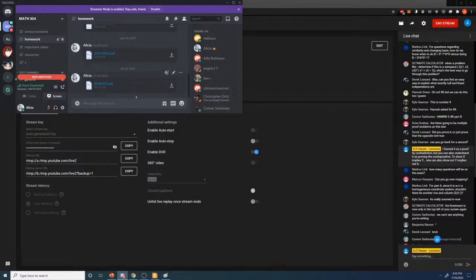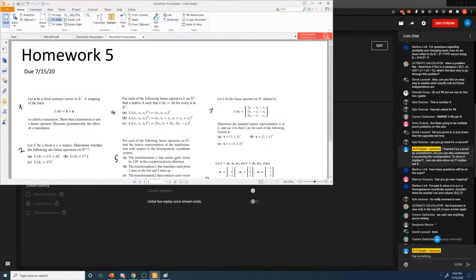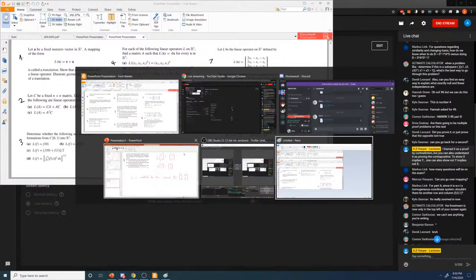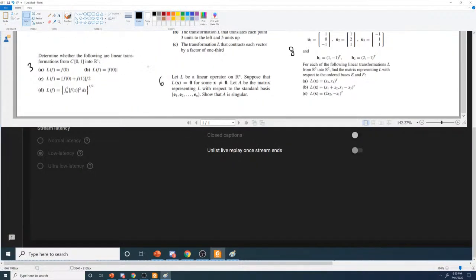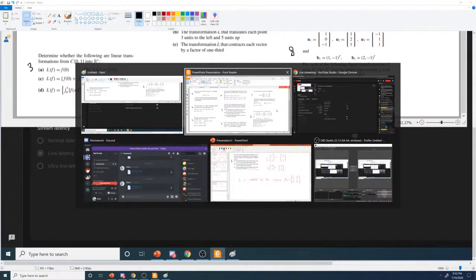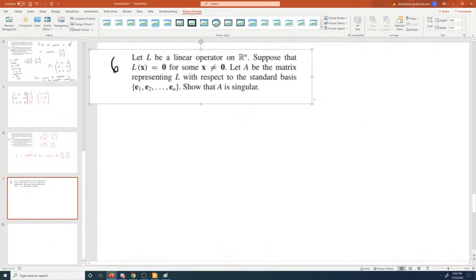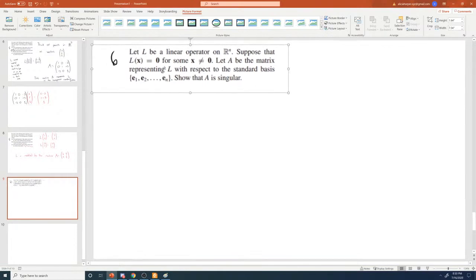I'm also going to do problem 6 on homework 5. So it's this one right here. Let L be a linear operator on Rn. Suppose that L of x is equal to 0 for some x that's not equal to 0. Let A be the matrix representing L with respect to the standard basis. Show that A is singular.